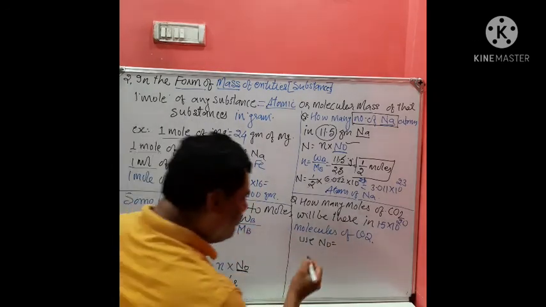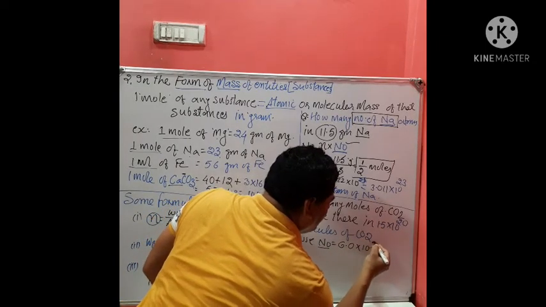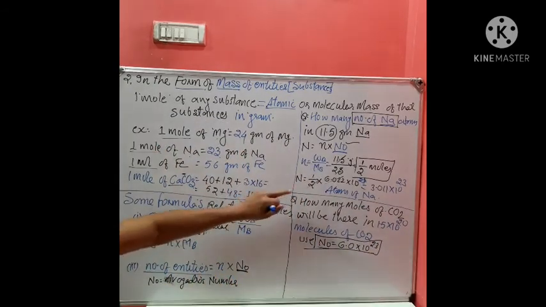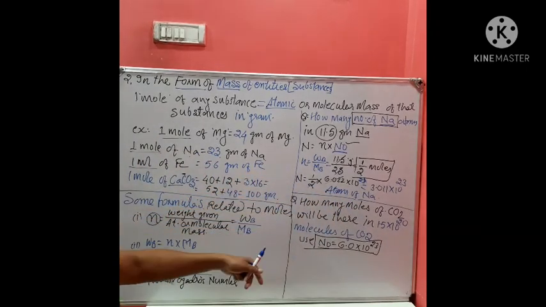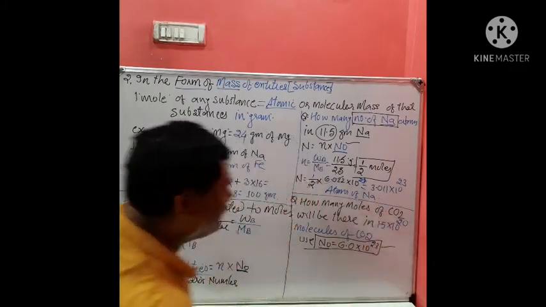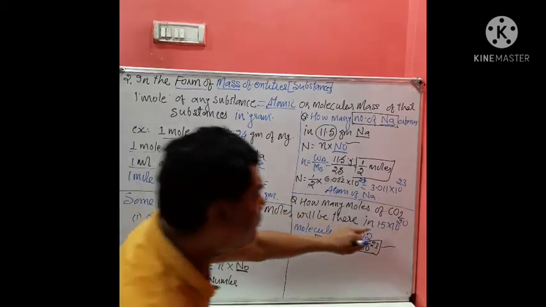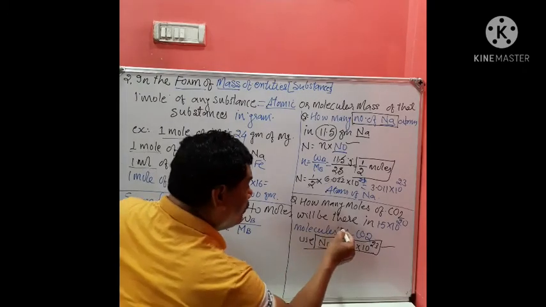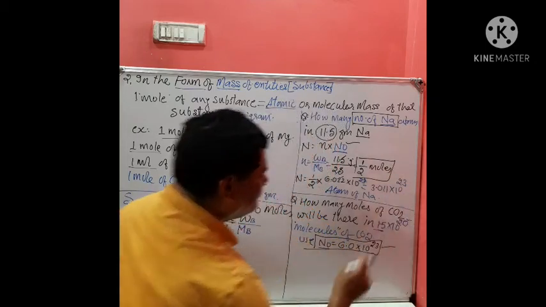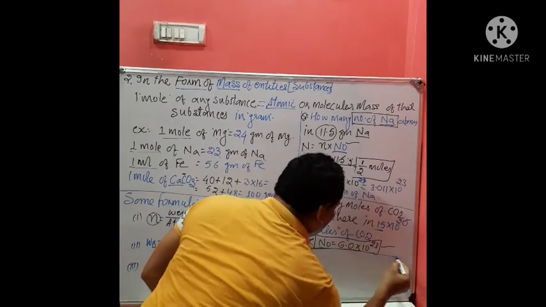Now I am rounding this one. I am using only 6.0 into 10 to power 23. You have to use this Avogadro number, not the other one, otherwise it makes the solution a little difficult and takes time. Therefore I am using this number. So how many moles of CO2 will be there in 1.5 into 10 to power 20 molecules? Remember, this number is changed. So can you solve the question? Actually, you have to solve the question.